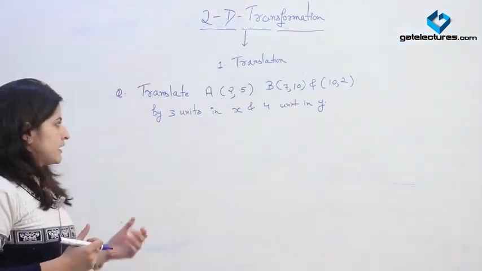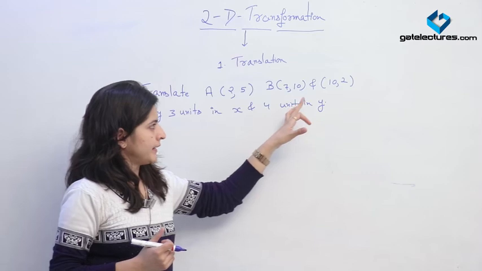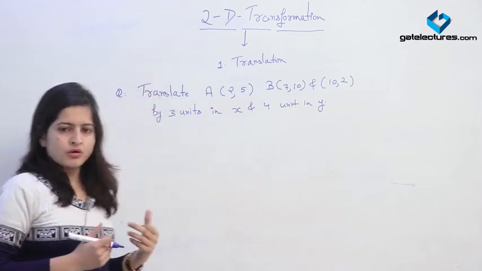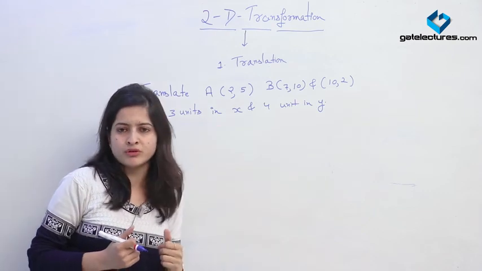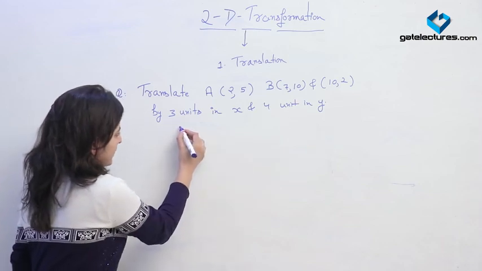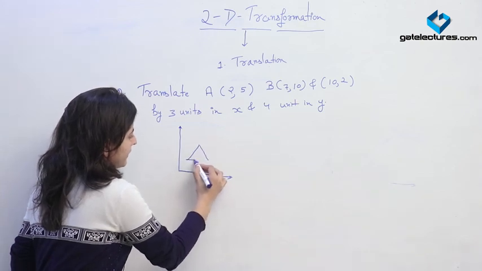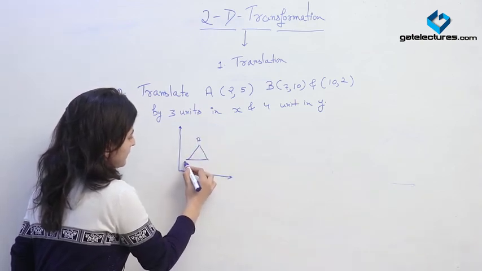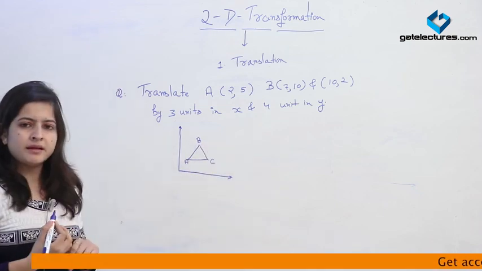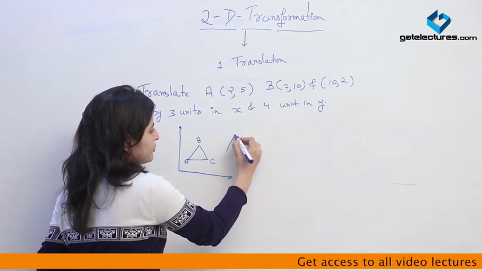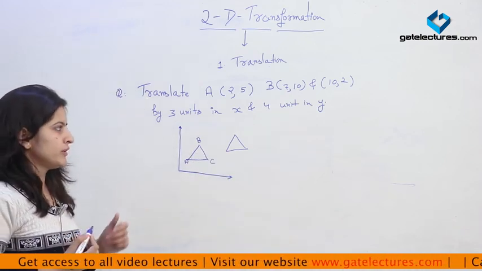This is the equation of the translation operation. Now this is a numerical based on the translation operation. Our question is: translate A (2,5), B (7,10) and C (10,2). These are the coordinates of a triangle ABC, and we have to translate it by 3 units in the x direction and 4 units in the y direction. So first we do it by a figure. We have a triangle ABC. We have to translate it, meaning we have to change the position of this triangle by 3 units in the x direction and 4 units in the y direction.